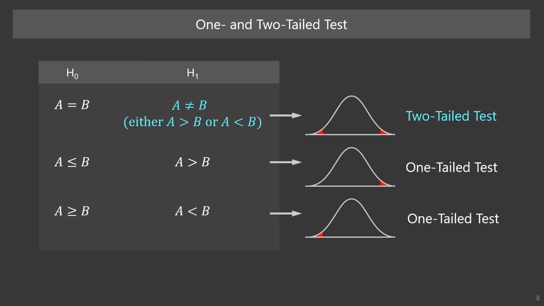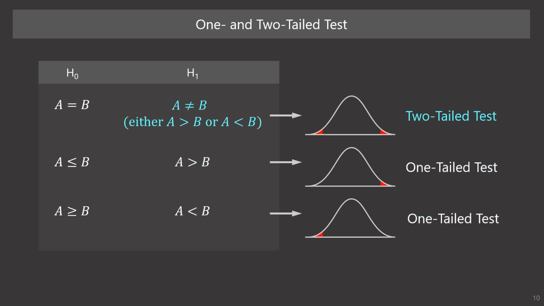A hypothesis test that determines the first is called the two-tailed test. Since it tests whether A is larger than B or not, and whether A is smaller than B, it needs to test both the upper tail and the lower tail. In the second and the third cases, we should use a one-tailed test. It tests whether A is larger than B or not, or whether A is smaller than B. It tests either the upper tail or the lower tail.